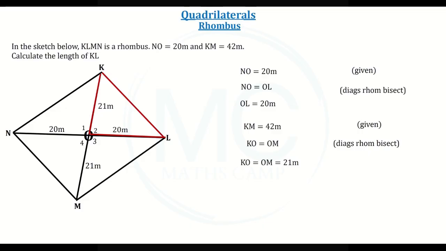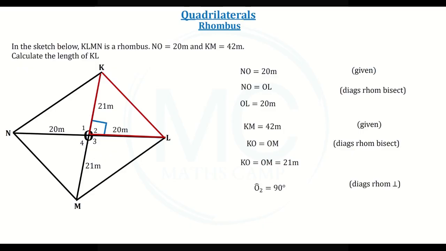From the characteristics of a rhombus, we know that the diagonals are perpendicular. This means that every angle between any two diagonals will be 90 degrees. Angle O2 over here sits in triangle KOL, and we know that angle O2 is equal to 90 degrees. And as our reason, we say because the diagonals of a rhombus are perpendicular. So let's put a right angle in here at angle O2.